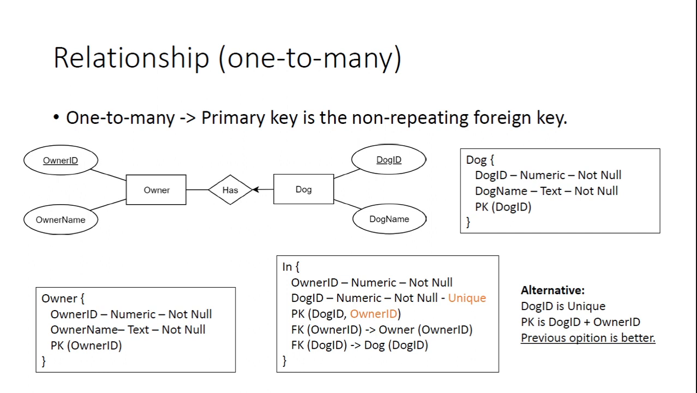So I'm now showing the alternative version. In the alternative version, we say, okay, both foreign keys can be the primary key, but the dog ID by itself should be unique because this is a one-to-many relationship. If we do not write this unique keyword for dog ID, then this is going to be a many-to-many relationship. Any questions or problems about this one?